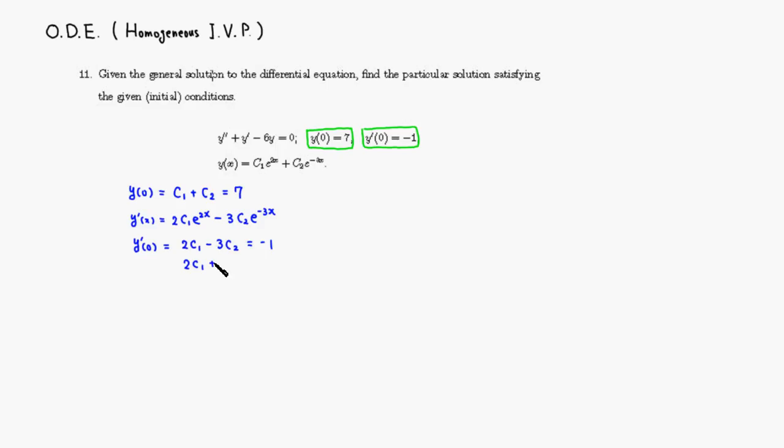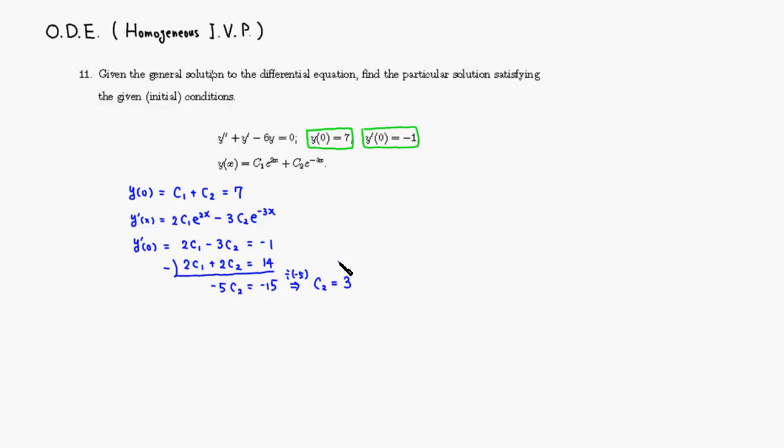So we're going to have 2C1 plus 2C2 is equal to 7 times 2 is 14. Then I'm going to subtract this equation from that, so 2C1 and 2C1 cancel out. Negative 3C2 minus 2C2 would be negative 5C2, and this is equal to negative 1 minus 14, which is negative 15. So we can find C2 by dividing through by negative 5. So C2 is equal to positive 3.